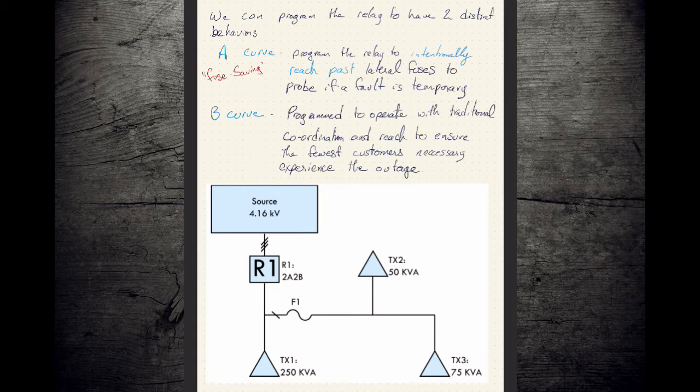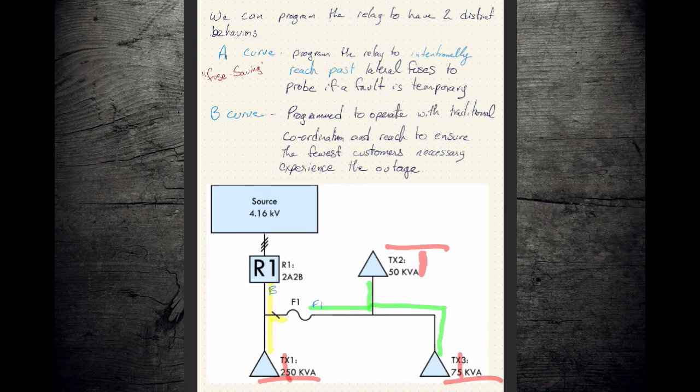So if we take a look at this under normal circumstances, each transformer would have its protection zone on its secondary, and our fuse would have its protection zone here. And our recloser should have its protection zone here. And that is absolutely true for the B curve. That's our F1.